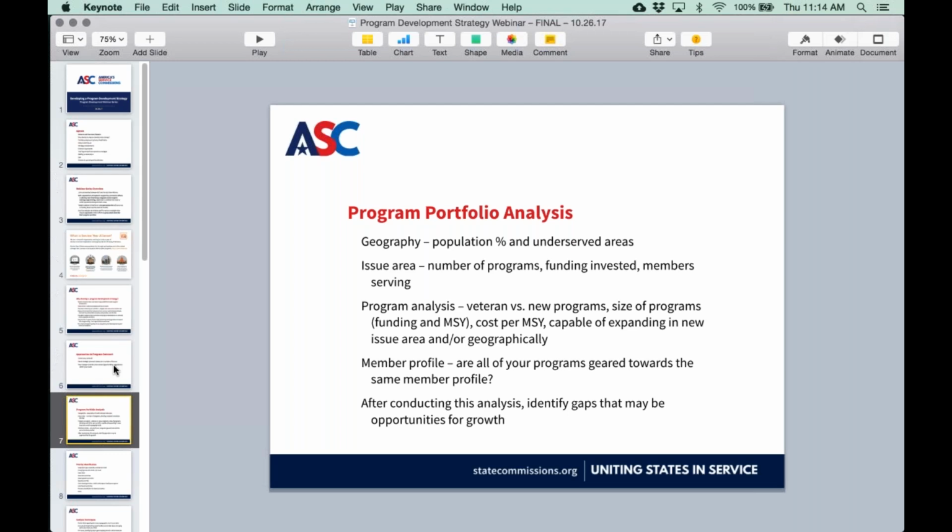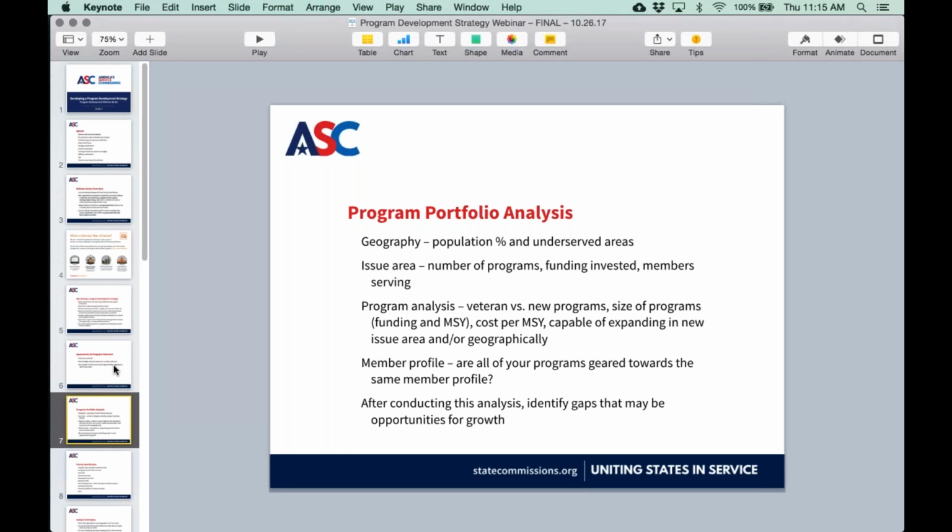What's your cost per MSY across your portfolio? And also, are those programs capable of expanding in new issue areas or geographically? If you have a sense of that already just based on your knowledge of the programs, I think that can be valuable information as well. Member profile.